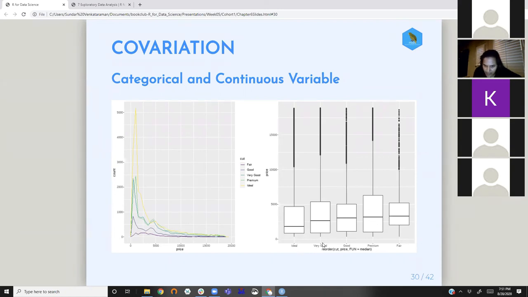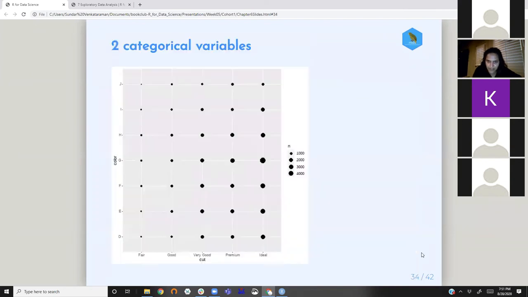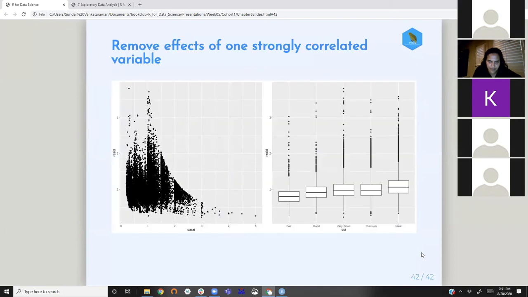So it's Ideal, very good, good, premium and fair. And look at this. Ideal, very good, good, premium and fair. So it definitely changed the ordering if you think about it. And again, this is ordered. So, wow, I didn't realize that till Eric said that. Yeah, so that's the benefit of doing the residuals.